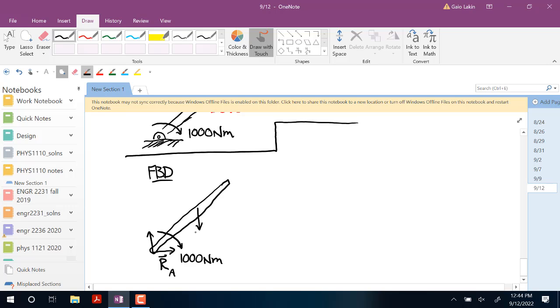Then there's the weight of 40 times 9.81. So that's 39.2, what is it? 392.4.